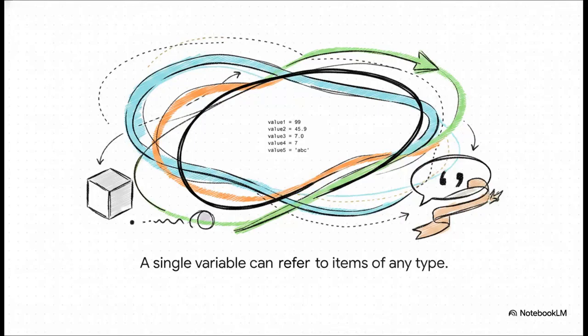The really crucial takeaway here is that a single variable can refer to items of any type. As you can see, you can seamlessly mix integers, floats, and strings right there in your code. We've got one value acting as an int with a number 99, another as a float holding 45.9, and yet another holding the string ABC. It's pretty cool. A single Python script can effortlessly juggle all of these distinct data types in memory simultaneously.